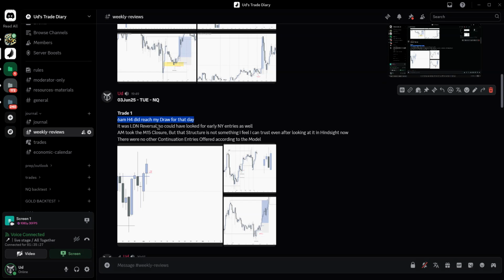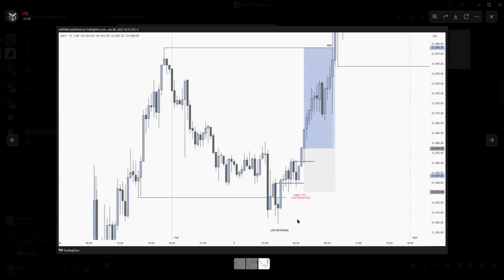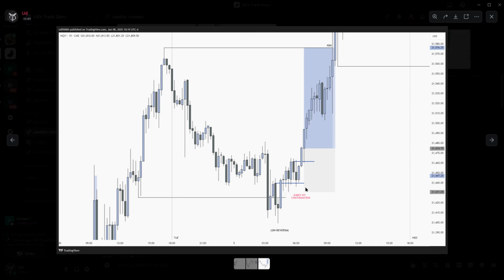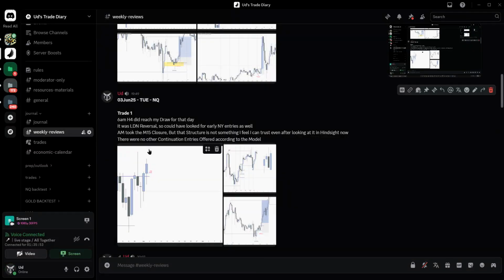my draw for the day. It was London reversal, so we could have looked for early New York entries. So if you see, this entry happened right around 6 a.m., correct? So early New York entries could have been looked for as well. AM took this very M15 closure, but that structure is not something that I feel I can trust even after looking at it in hindsight. Correct? That is what I just said. My stop on this closure over the year, I don't trust it that well.